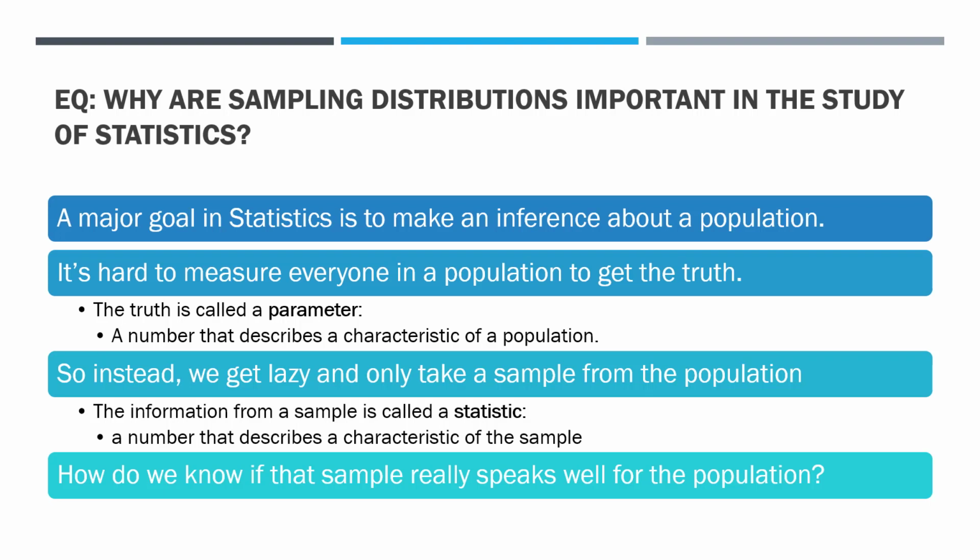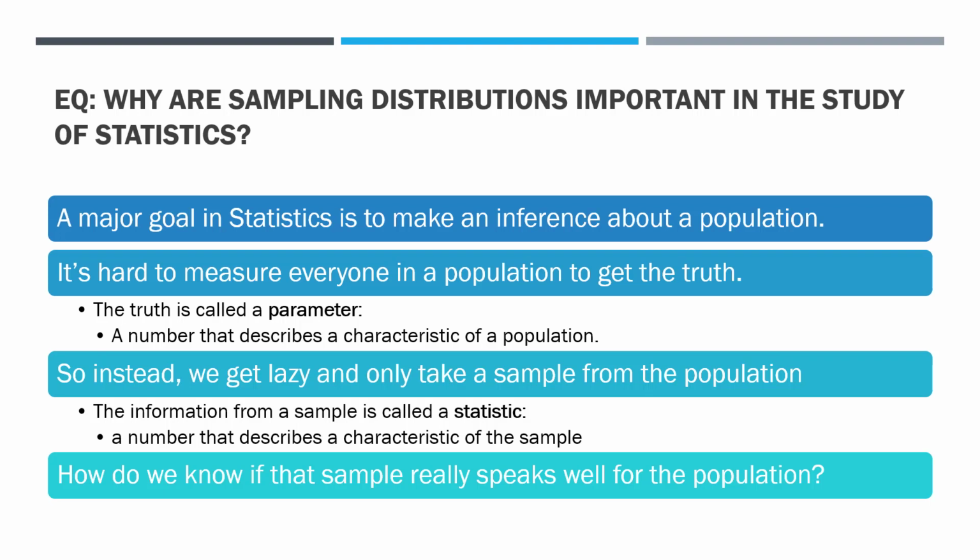Let's refresh our ideas of what statistics is. A major goal in statistics is to make an inference about a population, because it's hard to measure everyone in a population to get the truth. What is truth? The truth is called a parameter. It's some number that describes a characteristic of an entire population.